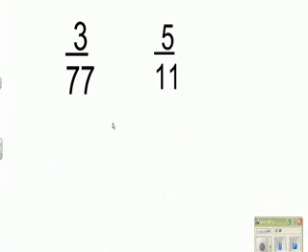Now, finding a common denominator, it always works to multiply these two, and that can be your common denominator. You can multiply 3 by 11, 77 by 11, and then 5 by 77, 11 by 77. You can get a common denominator doing that. However, you've probably also heard about least common denominator, because if we actually multiply 77 times 11, you get 847, which is not a very friendly number. Instead, if you know a little bit about multiplication facts, you know that 11 times 7 is 77.